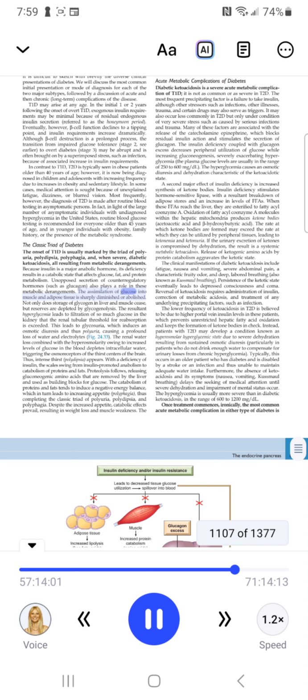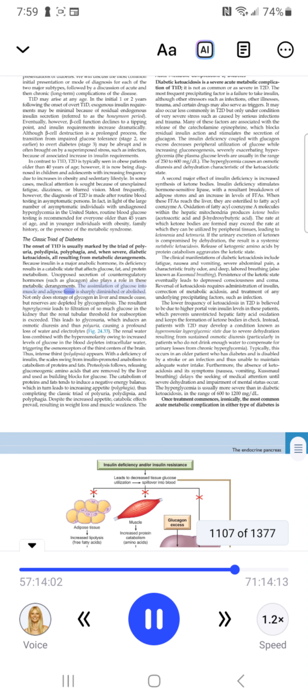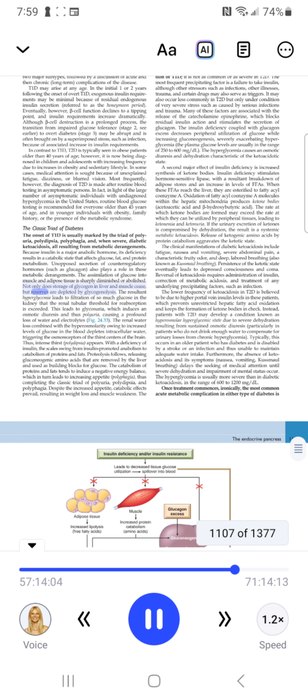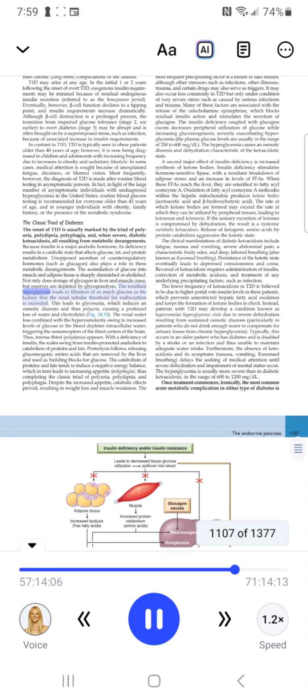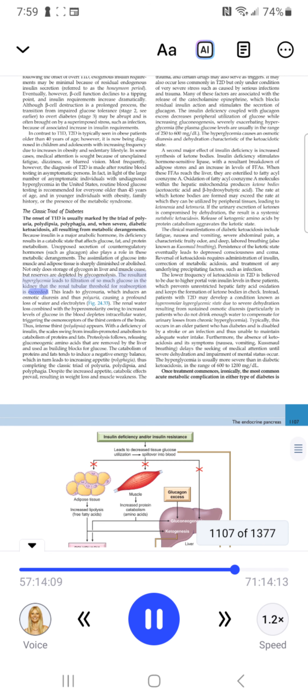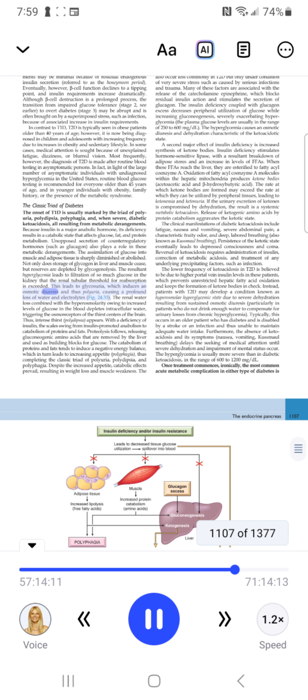The assimilation of glucose into muscle and adipose tissue is sharply diminished or abolished. Not only does storage of glycogen in liver and muscle cease, but reserves are depleted by glycogenolysis. The resultant hyperglycemia leads to filtration of so much glucose in the kidney that the renal tubular threshold for reabsorption is exceeded. This leads to glycosuria, which induces an osmotic diuresis and thus polyuria, causing a profound loss of water and electrolytes.